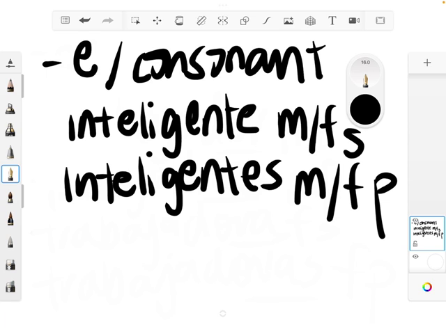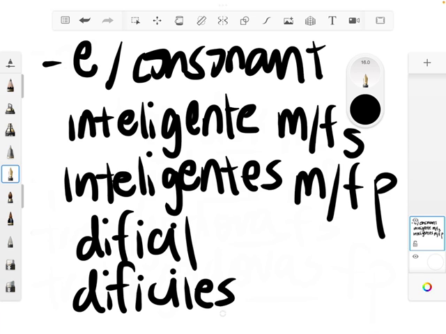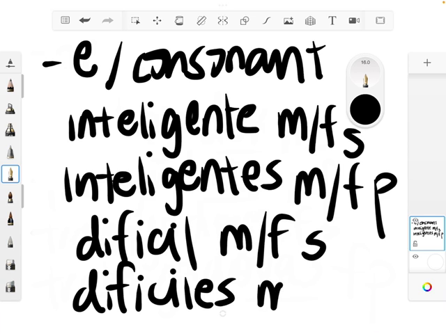Okay? If it's an adjective ending in a consonant like difícil, this is masculine and feminine singular, and then masculine and feminine plural. So there again, it only matters whether it's singular or plural. That's the only thing that's going to change there.